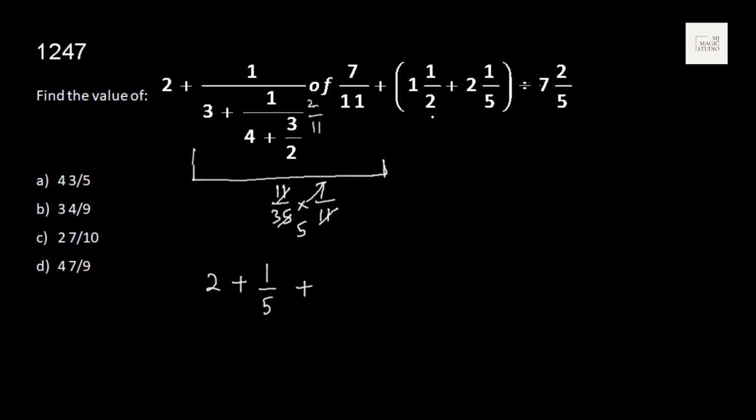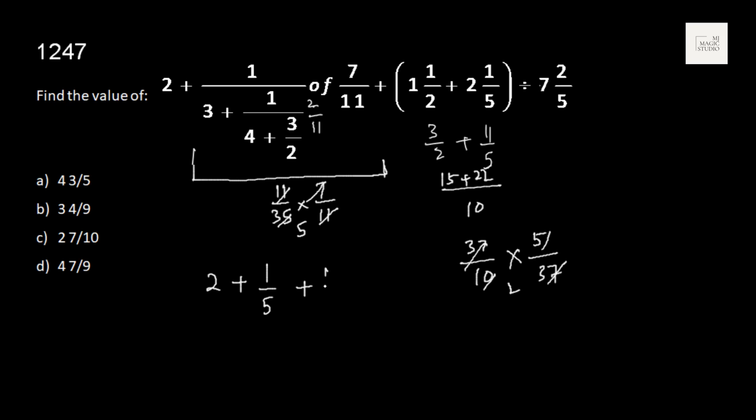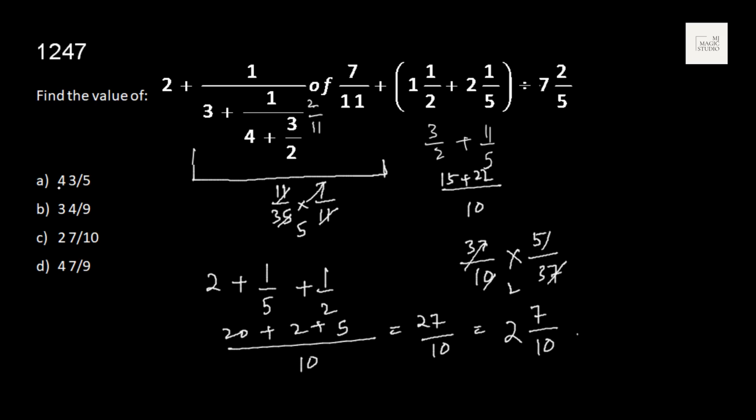2 plus 1 by 5 plus 3 by 2 plus 10 plus 11 by 5. If I take LCM 10, 15 plus 22, this would be 37 by 10 into 5. 35 and 2 is 37. This would be half. LCM 10, 20 plus 2 plus 5, that is 27 by 10. So it should be 2, 7 by 10. Option C fits in.